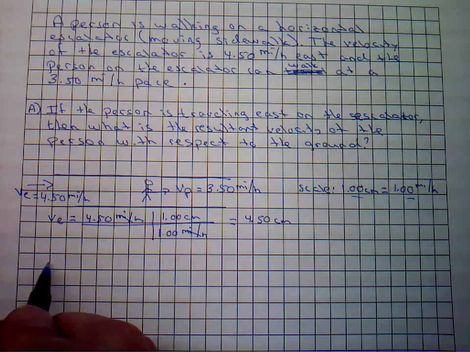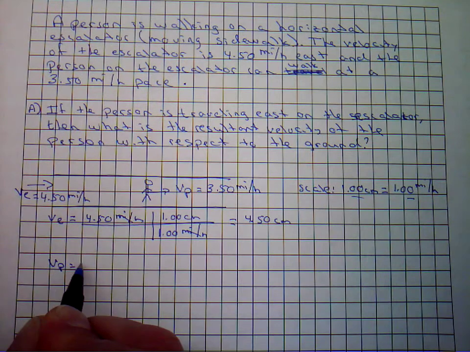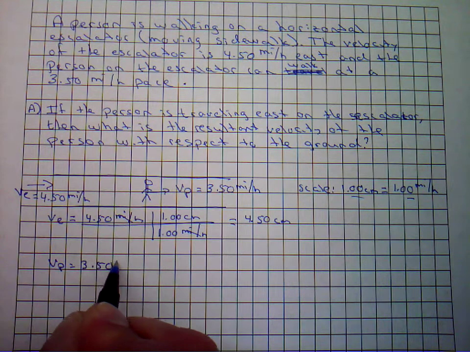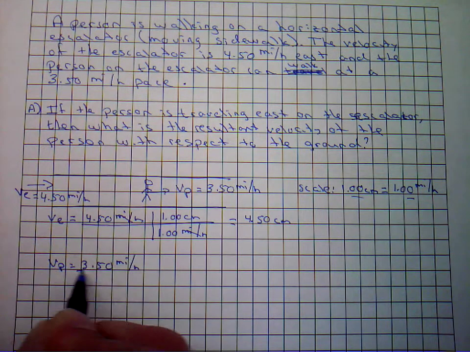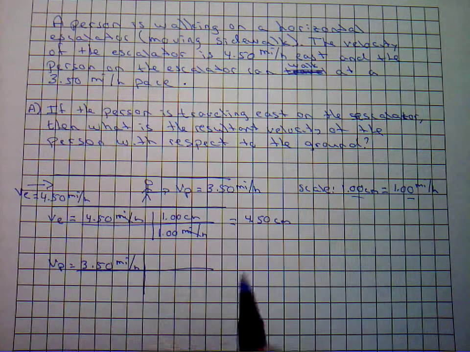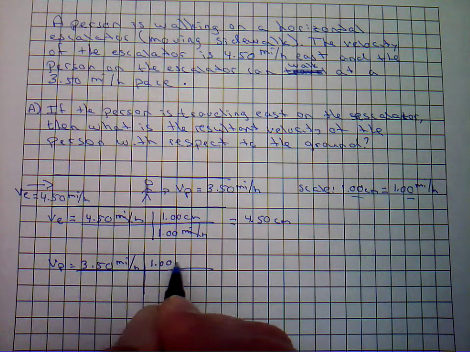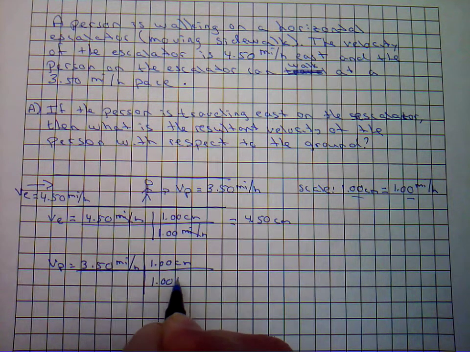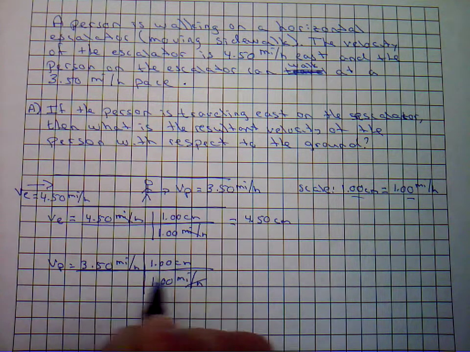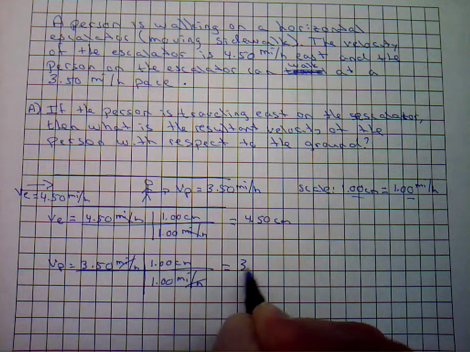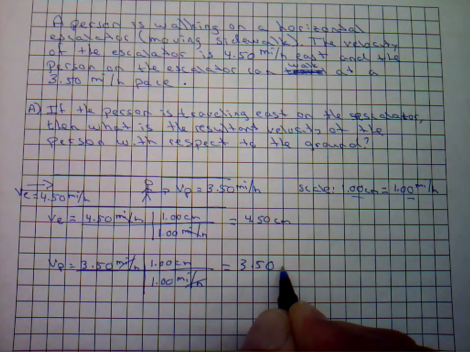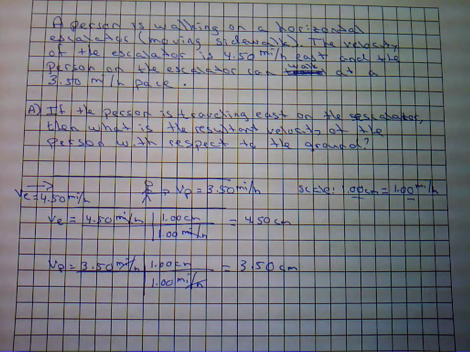We do the same thing for the person. The velocity of the person is 3.50 miles per hour. We convert that using our scale, and it's going to be 1.00 centimeters over 1.00 miles per hour. Miles per hour cancel. We should get 3.50 centimeters to represent the velocity of the person going east. Okay. So we use our scale conversions.